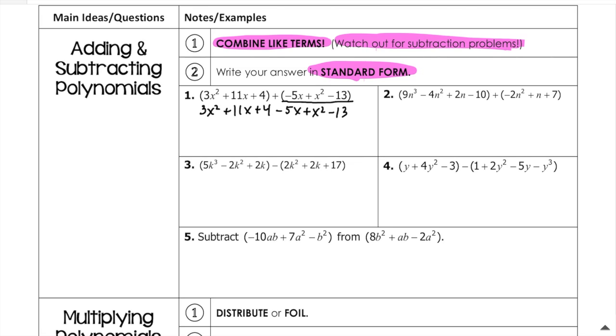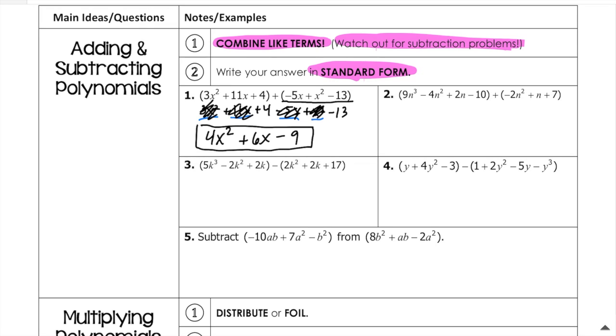So I have x squared, that seems to be my biggest exponent here. So we have 3x squared plus x squared, that will give me 4x squared. Now let's look at what we have next. I have an x, right? So I have 11x minus 5x. That will give me 6x. I'm going to cross them out. And we have 4 minus 13 left. That will give me a negative 9.